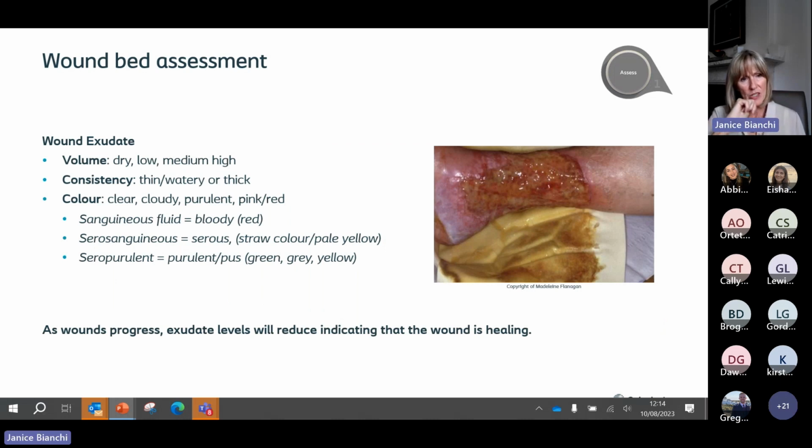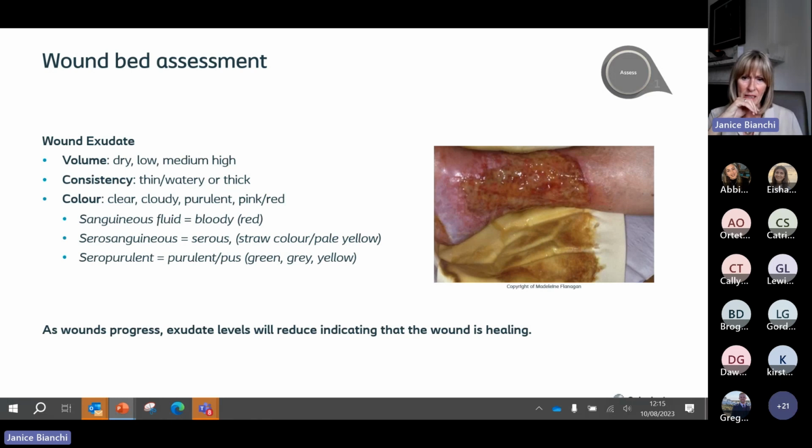Then we have to think about exudate. So exudate will be in different volumes, consistency and colour. So the volume of exudate, it can be a completely dry wound, low levels of exudate or medium to high levels. The consistency can be very thin and watery, or it can be quite a thick exudate, and that's what you're seeing here in the picture. And the colour can be clear or cloudy or purulent or pinky red. So, you know, then there's blood involved as well.